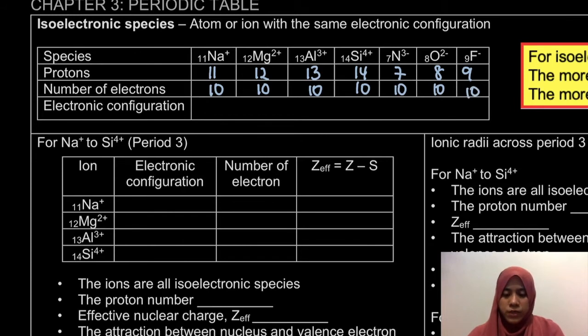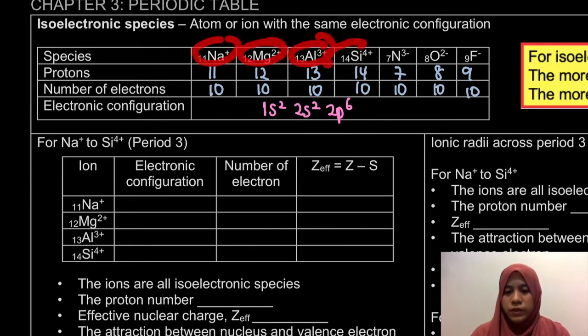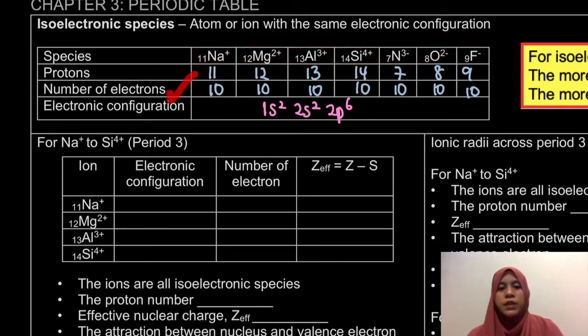So, as we can see here, the number of electrons is the same. When the number of electrons is the same, so is the electronic configuration, which is 1s2, 2s2, 2p6. So this is what we call isoelectronic species. All these ions, even though the number of protons is different, have the same number of electrons. So this is what we call isoelectronic species.